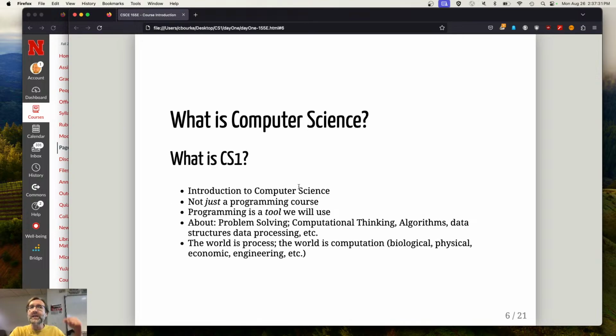Right? What is this course specifically about? Well, it's a Computer Science 1 course, so it's an introduction to computer science. It's not just a programming course, though, right? We will be covering a programming language, C, as our tool for solving problems, because programming is just the tool, right? There are many tools out there. There are lots of programming languages, hundreds of programming languages. It's about problem solving and computational thinking, algorithms, data processing, data structures, data algorithms, etc.